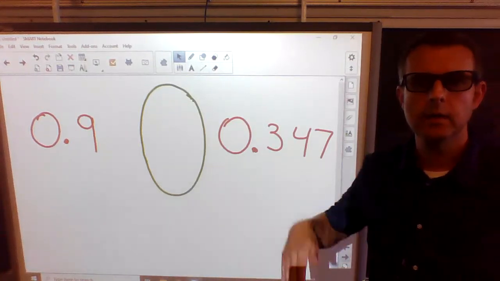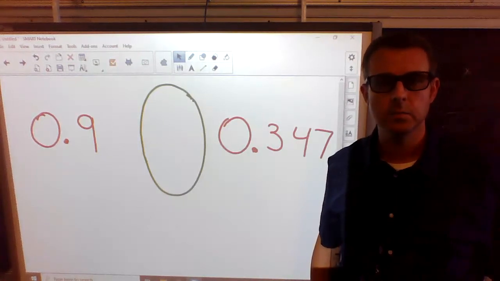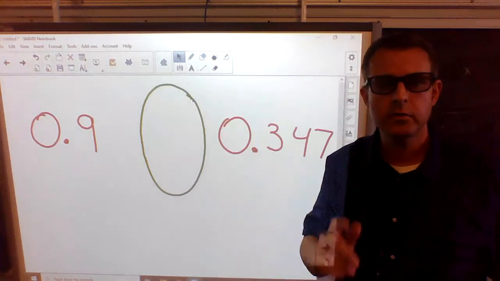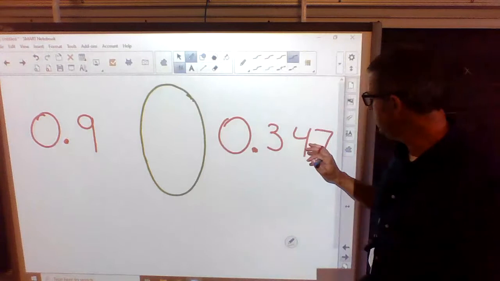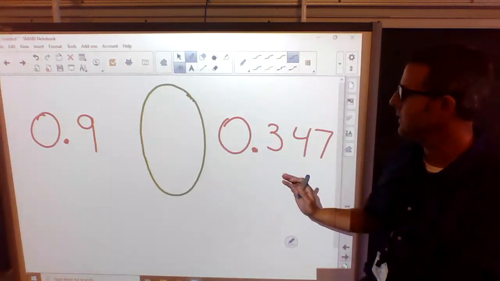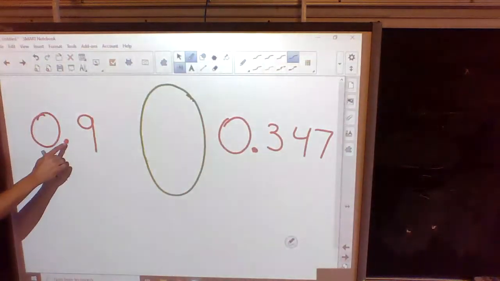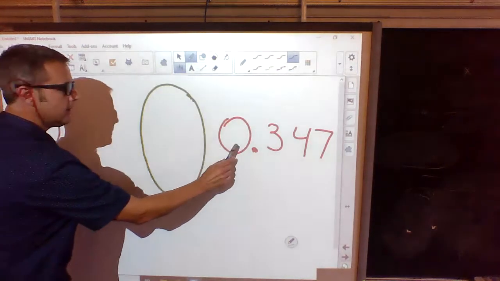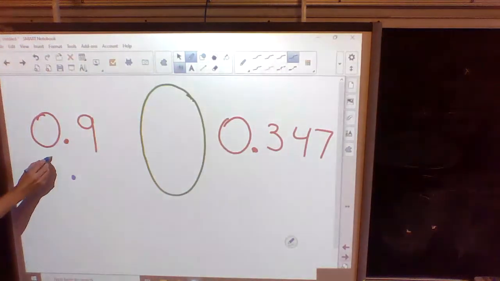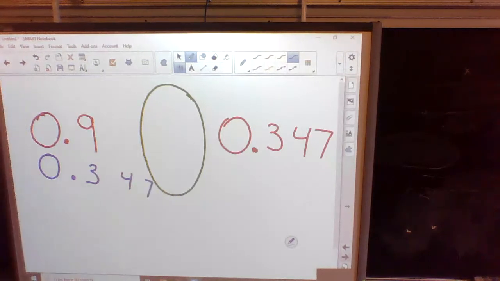What you're going to do is you're going to stack the numbers on top of each other, and you're going to line up the decimal. So that way, I'll show you how you know which one's bigger. So I'm going to just move this 0.347 over underneath the 0.9. So what I'm going to do is I'm going to line up the decimal. When I say that, that just means put the decimal underneath the other decimal. And then I'm going to put 0.347. So I'm going to put my 0, 3, 4, 7.